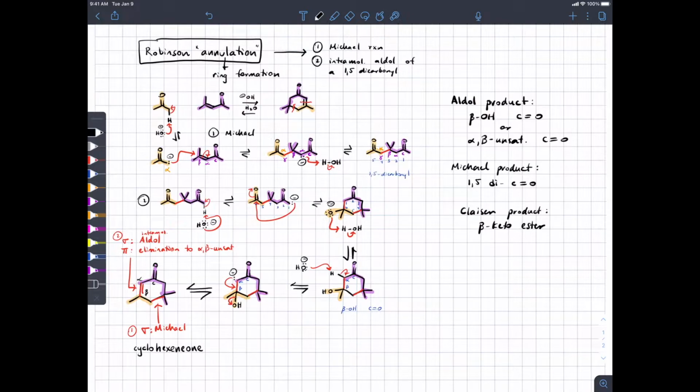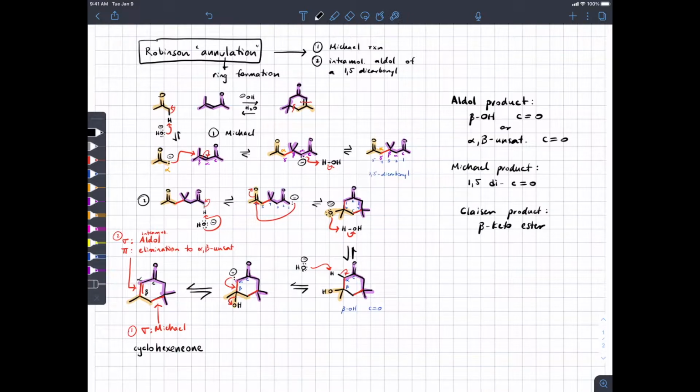So, last time we learned about this rather heinous mechanism, the Robinson annulation, and this brings together a lot of concepts. And frankly, it's the most difficult mechanism you probably will encounter in 352. So, if you're struggling with it, it's fine. You're supposed to.